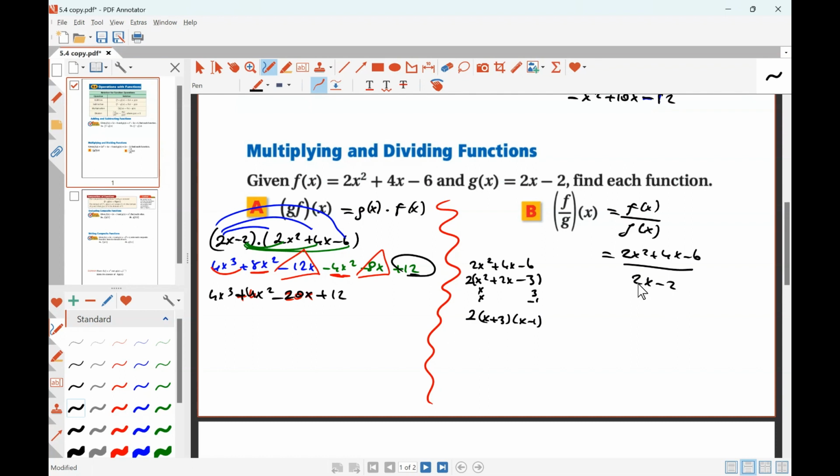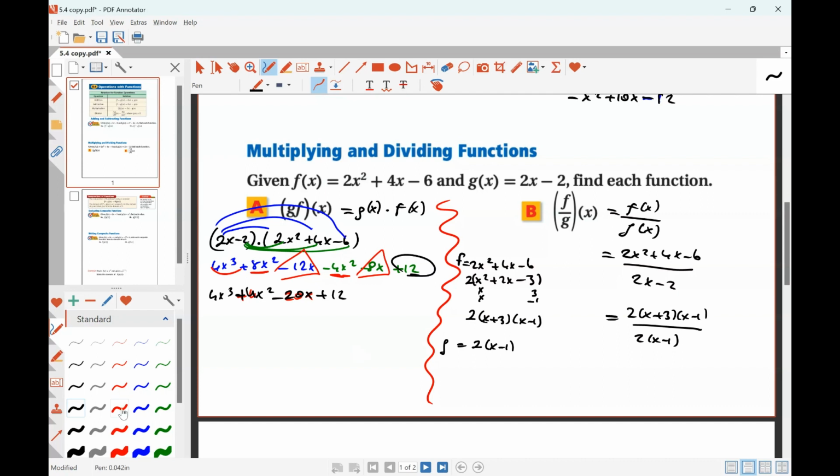Can I simplify 2x minus 2? This is f. For g, can I simplify 2x minus 2? Yes, I can. 2 is a common factor. I can take 2 out. It's gonna make x minus 1. So now rewrite the top as 2 times x plus 3 times x minus 1. Rewrite the bottom as 2 times x minus 1.